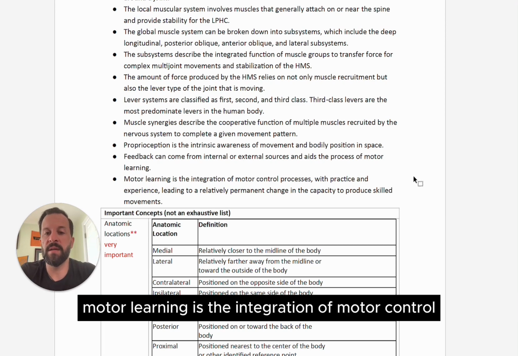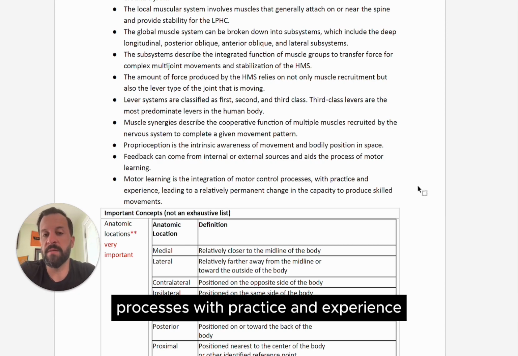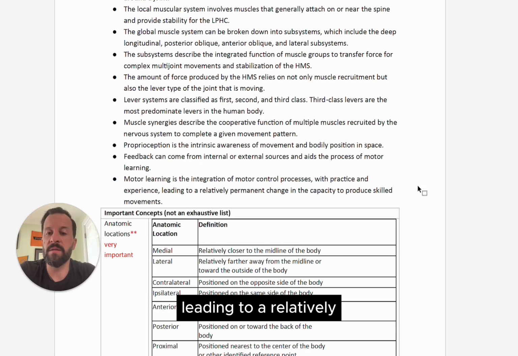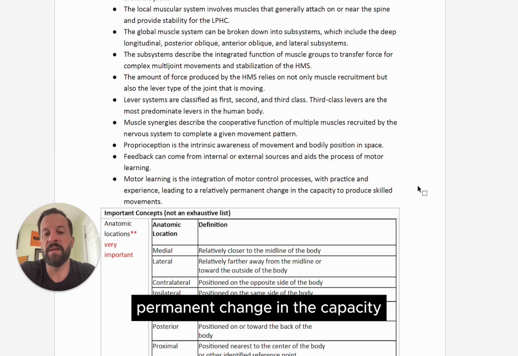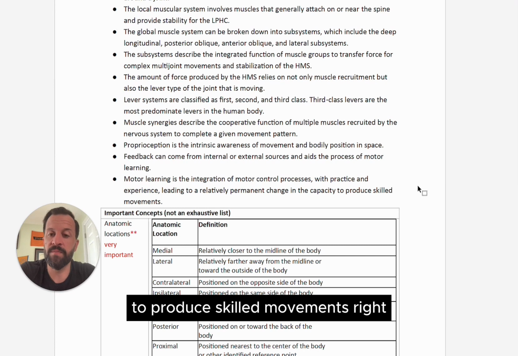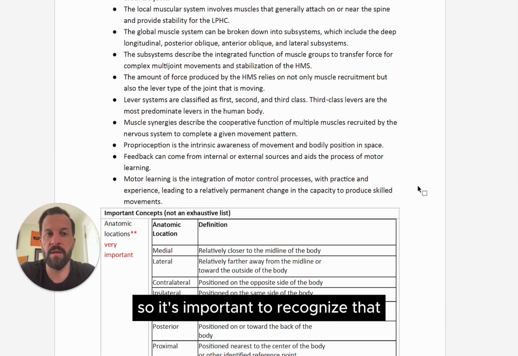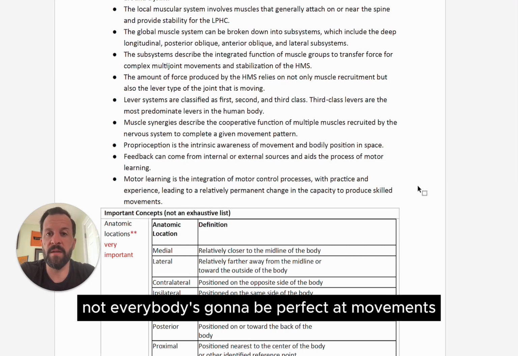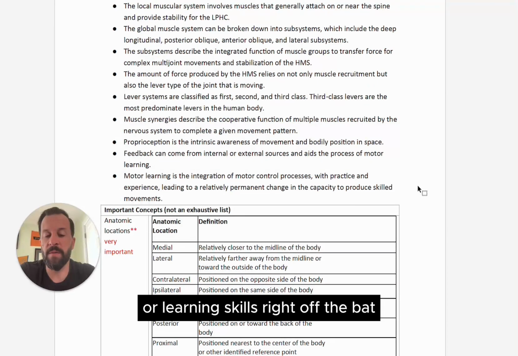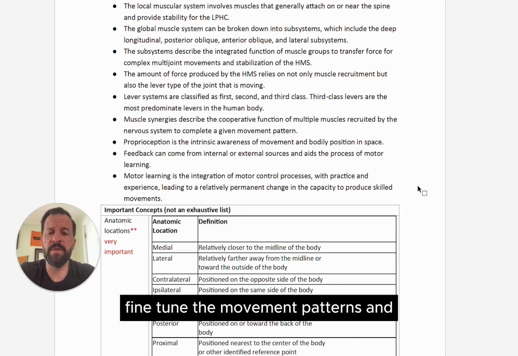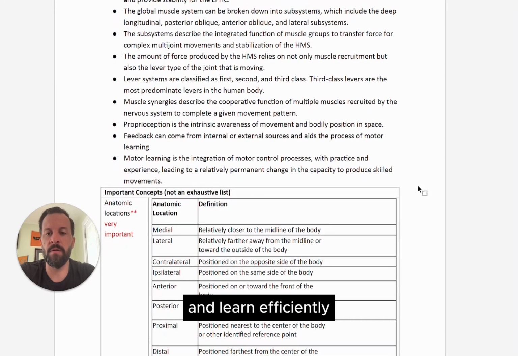Motor learning is the integration of motor control processes with practice and experience, leading to a relatively permanent change in the capacity to produce skilled movements. Right? So it's important to recognize that not everybody's going to be perfect at movements or learning skills right off the bat, and it's going to take some time to really fine tune the movement patterns and learn efficiently.